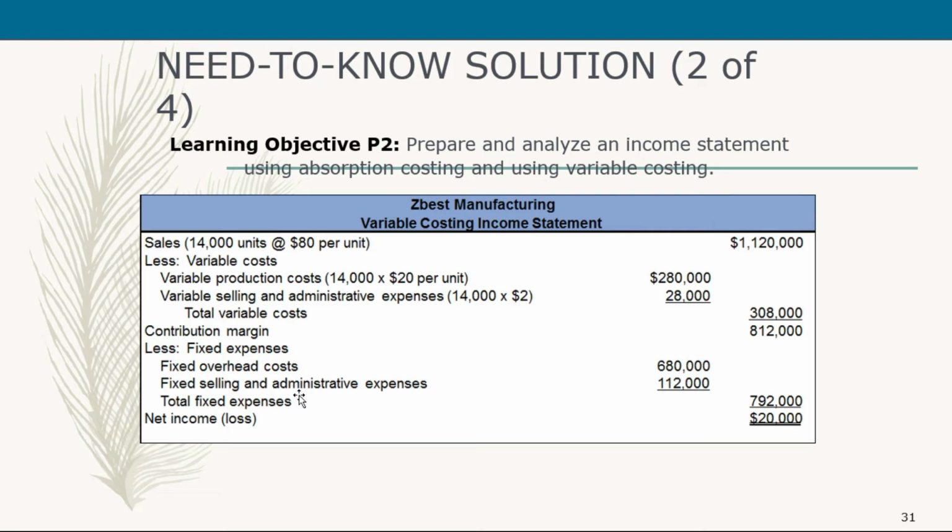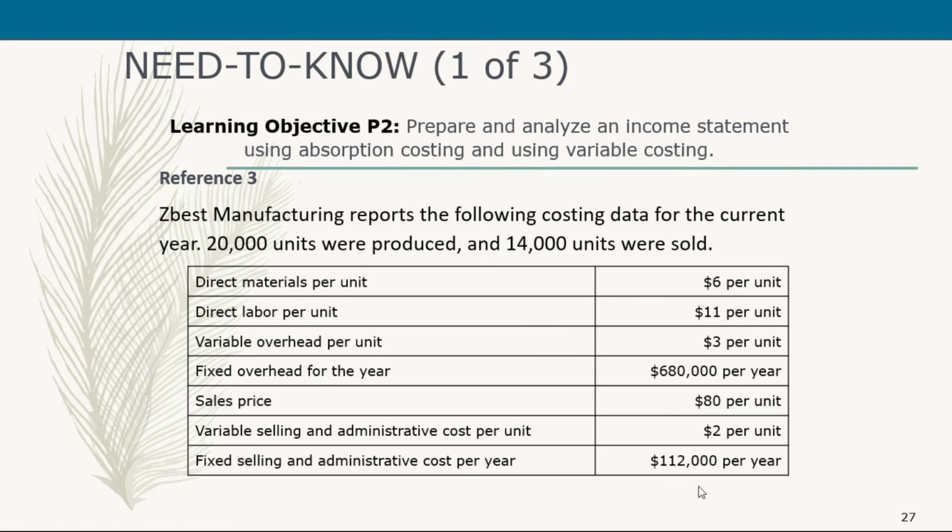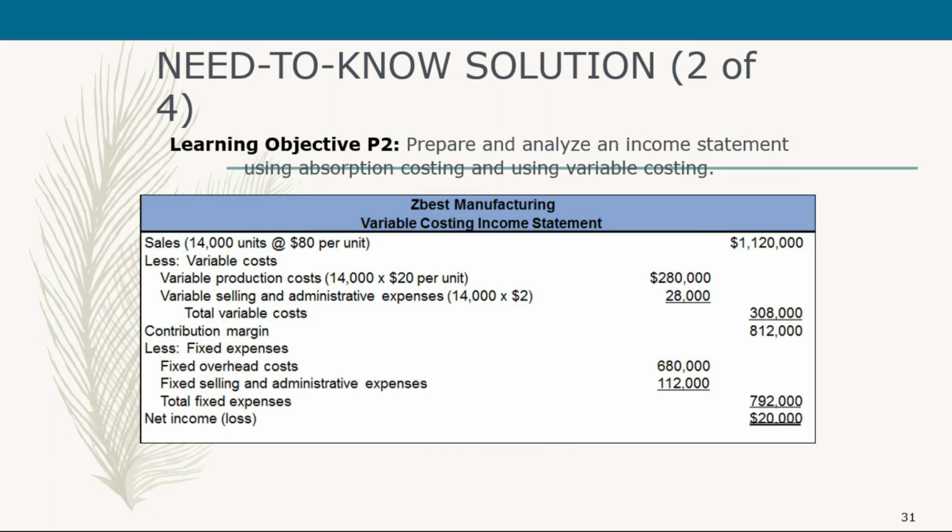And then for your selling and administrative expense, it's the same as your overhead cost. It is already given in this problem. It is 112,000. And when we add the two, it will give us a total fixed expense of 792,000. And when we deduct the 792,000 as your fixed expense from your contribution margin, it will give us a net income of $20,000. Okay?